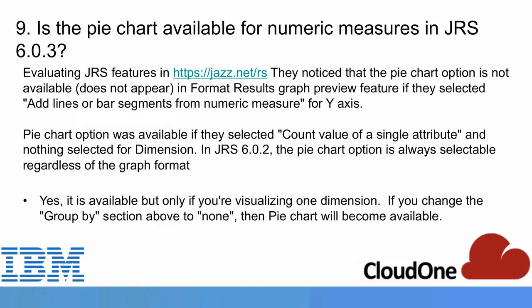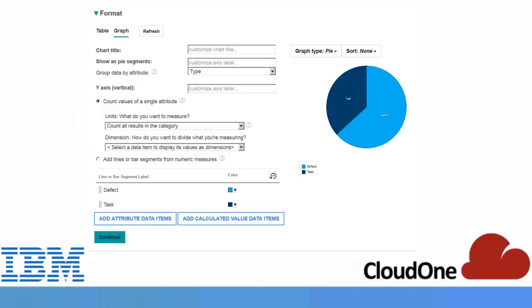Basically, in 603, the pie chart is available, but only in one dimension. If you change that group by section to none, then the pie chart becomes available. I did take some screenshots last night just to display what I was seeing. So this is again the JKE banking project, and I was just doing a report on tasks versus defects. And this is how it is by default.